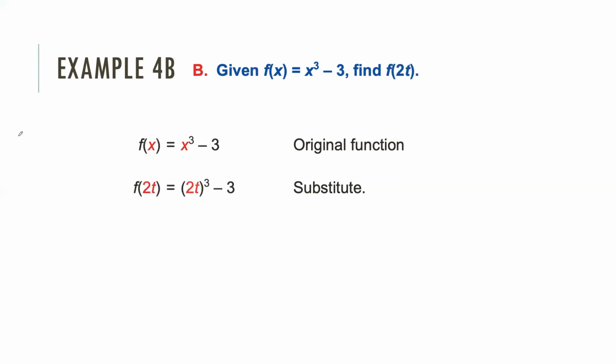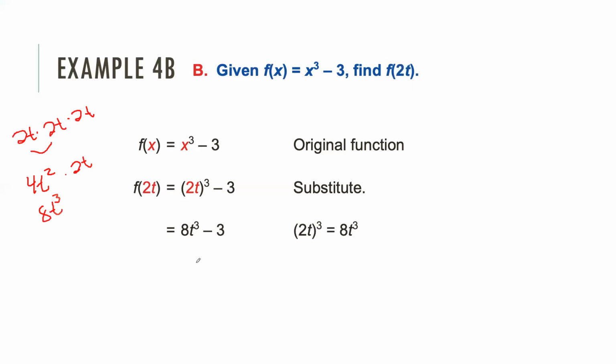So I'm going to do 2t cubed. So that means I have 2t times 2t times 2t. So if I do these two here, we get 4t squared, because 2 times 2 is 4, t times t is t squared. Multiply that by 2t. 4 times 2 is 8. T squared times t is t cubed. And then we didn't touch the 3, so 8t cubed minus 3. And that would be our solution.